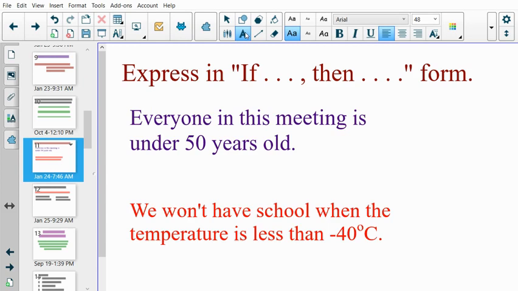Now, maybe you agree with this, maybe you don't. Maybe your grandma is sitting behind you right now and you would say that she is in this meeting and she's not under 50 years old. Maybe you don't think I am under 50 years old. It doesn't matter. For today, all I want to do is write this statement: everyone in this meeting is under 50 years old, as a conditional.